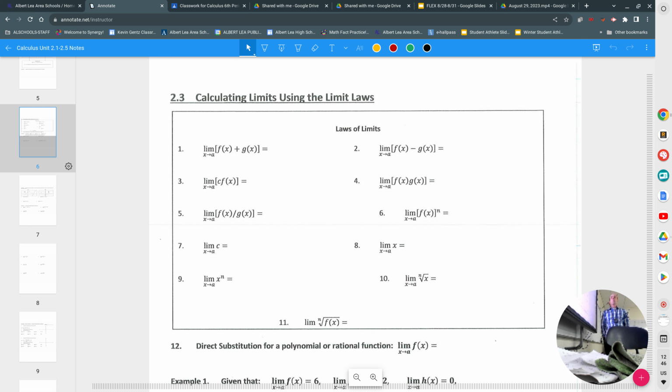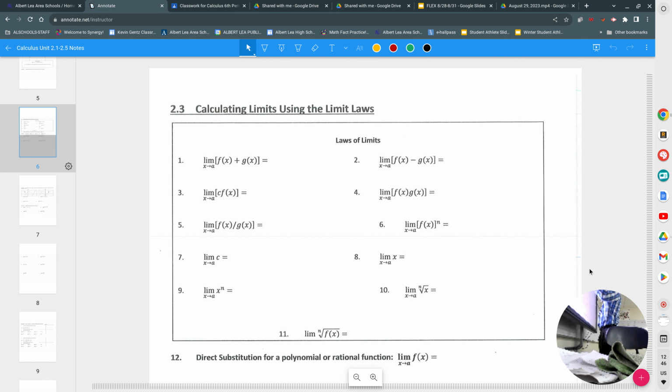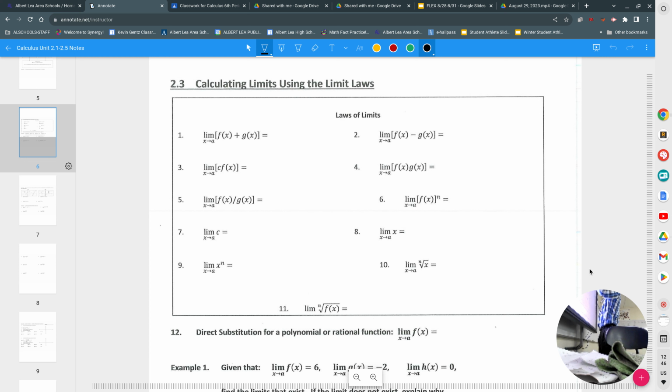Limit as x approaches a of f of x plus g of x. Today we want to learn about calculating limits. This is equal to the limit as x approaches a of f of x plus the limit as x approaches a of g of x. And what does that mean?